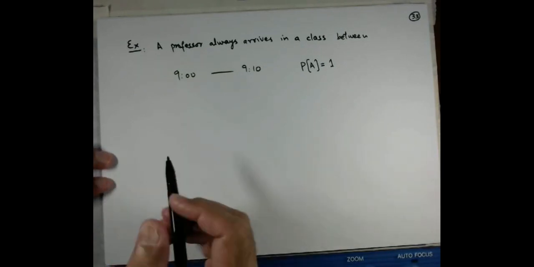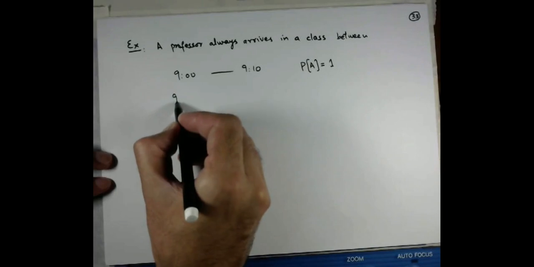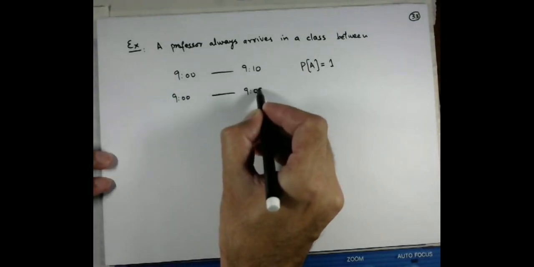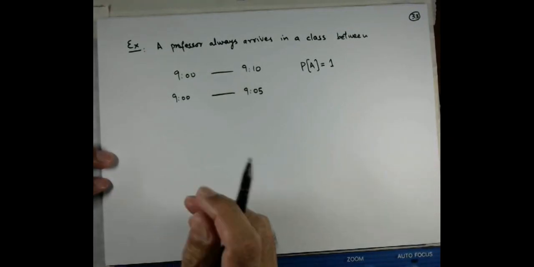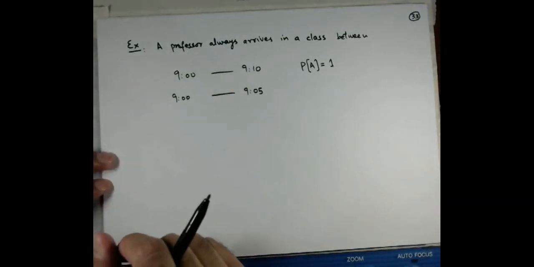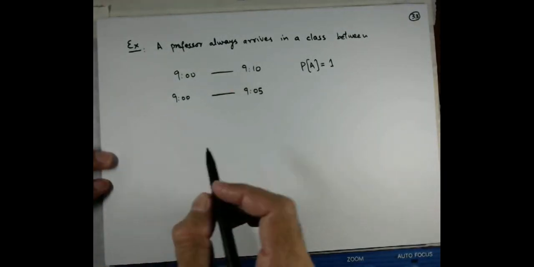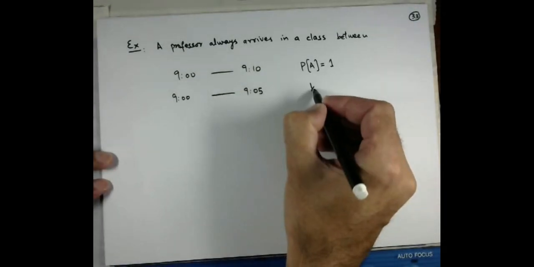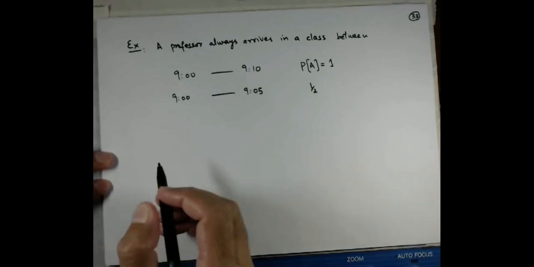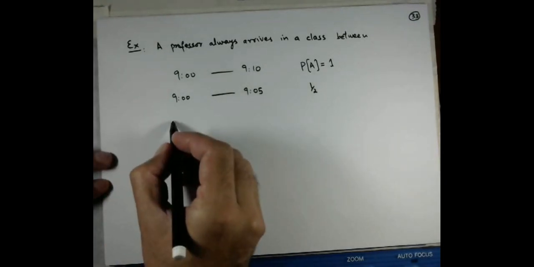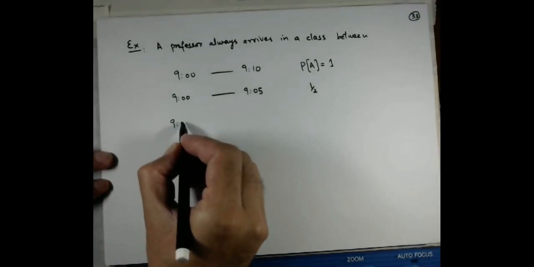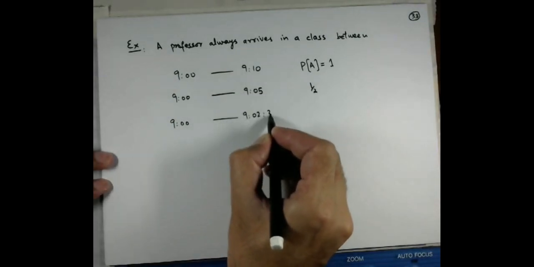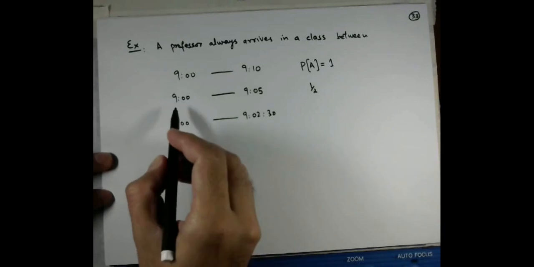But if I reduce the interval, say from 9:00 till 9:05, which means now the initial half of the total 10-minute interval, what is the probability that the professor arrives in this interval? Obviously, you will write it as 1/2. If I further reduce, say from 9:00 to 9:02 and 30 seconds, which means further half.